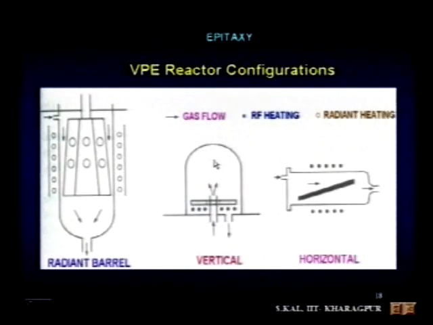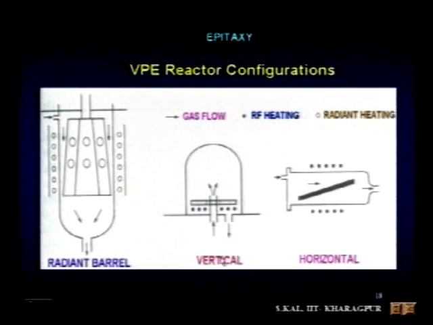this vertical reactor, the gas flow may be through the bottom, and there are some configurations where the gas flow is coming from the top, because the inlet is made at the top. In that case the flow will be almost turbulent, because vertical gas flow will make turbulence on the surface of the wafers, and as a result of which uniform growth is not possible there.